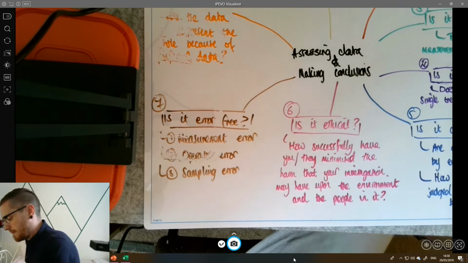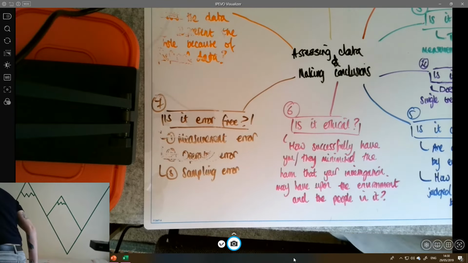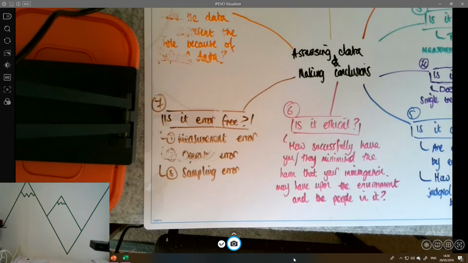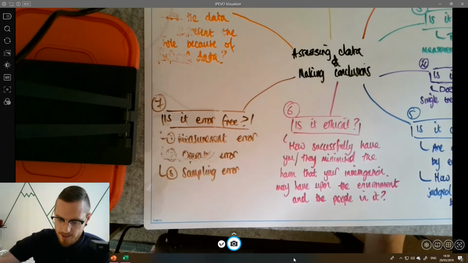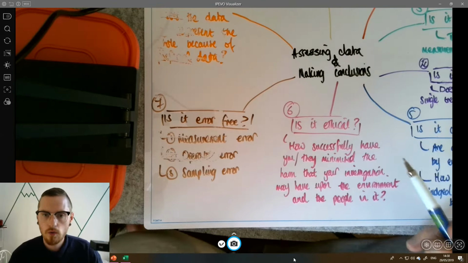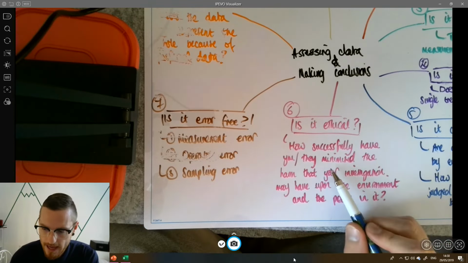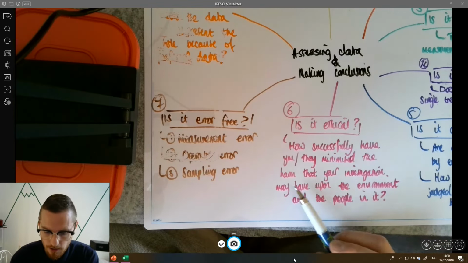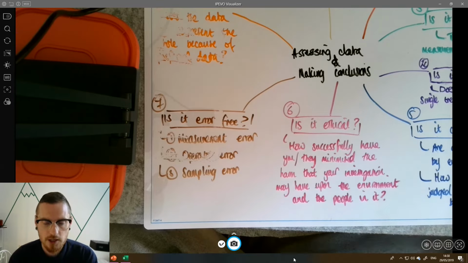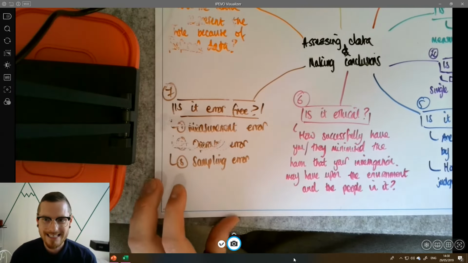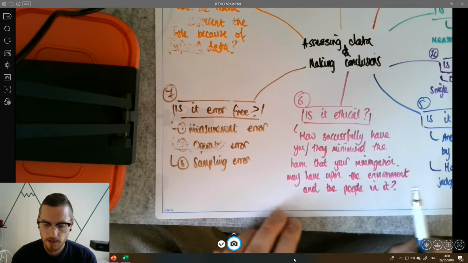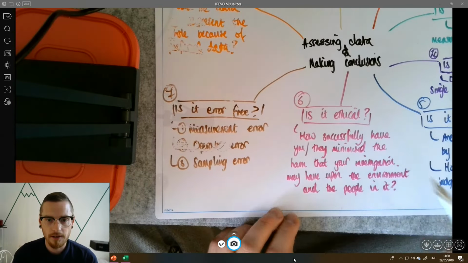And what we mean by ethical is how successfully have you, or in the unfamiliar, have they minimized the harm that your investigation may have had upon the environment and the people in it. So whenever we assess data and assess conclusions, evaluations, we can think about how ethical it is.